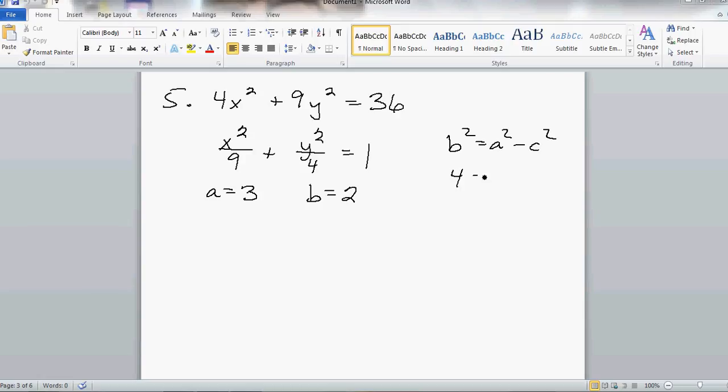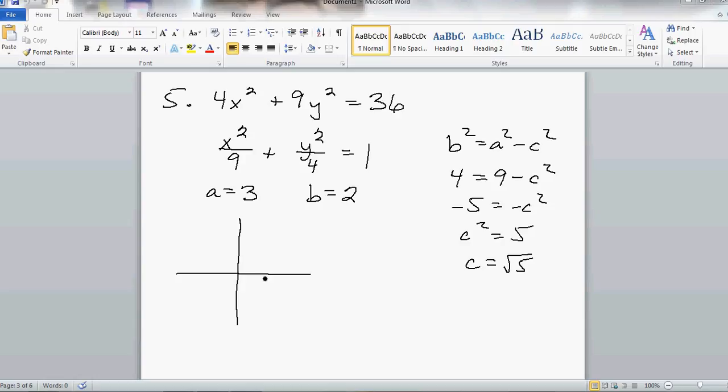So 4 equals 9 minus c squared. Solving for c squared, we get negative 5 equals negative c squared. C squared equals 5, so c will equal the square root of 5. So we need to graph the ellipse.